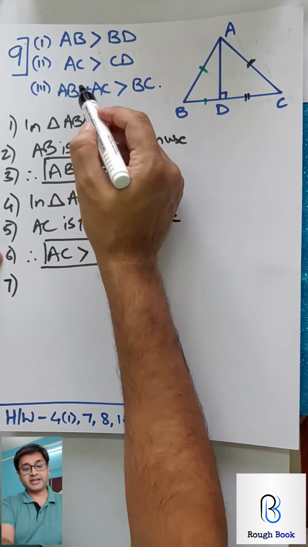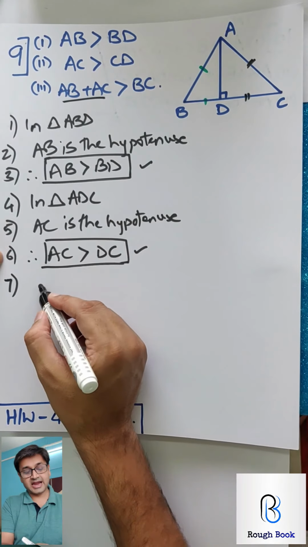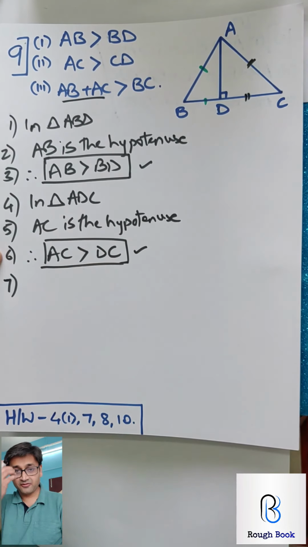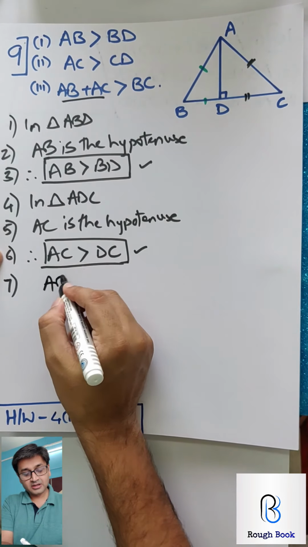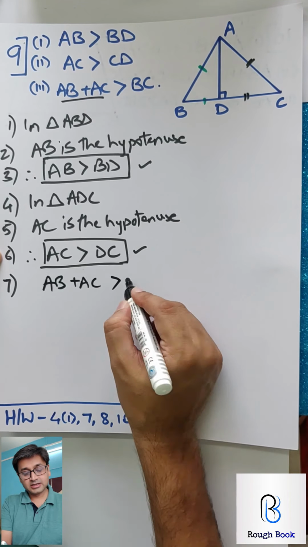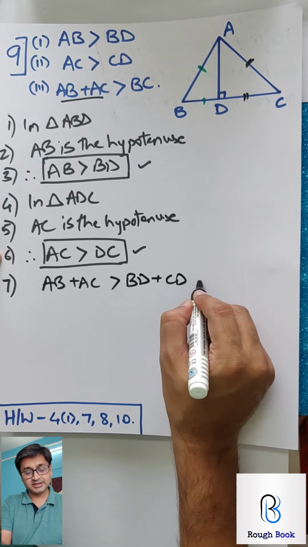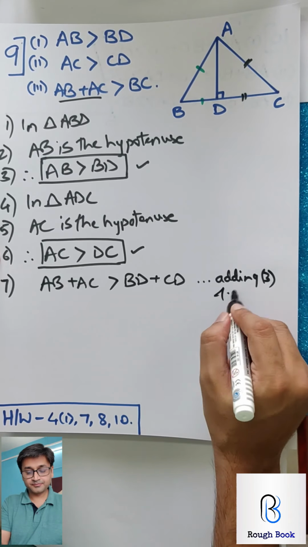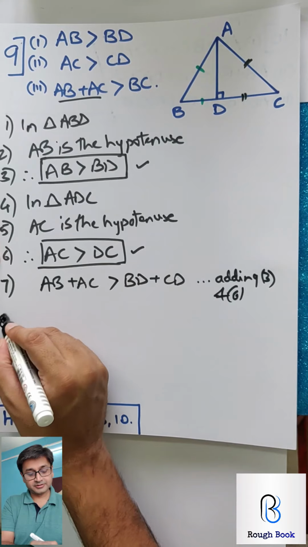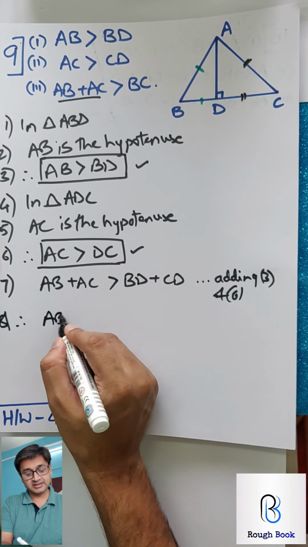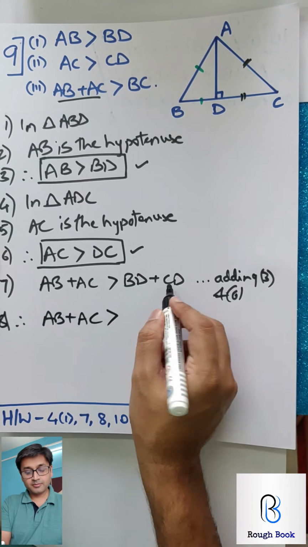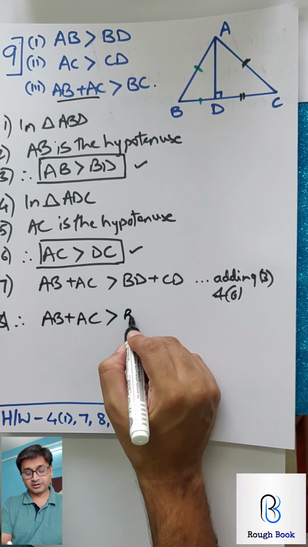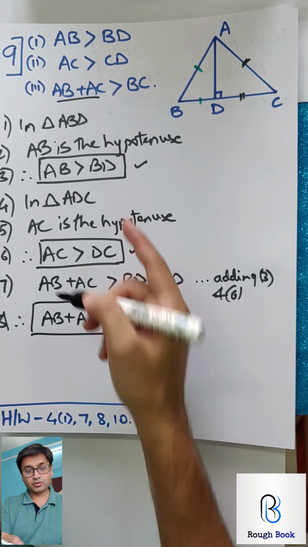So AB and AC is what you had to add, so let's add 3 and 6. Come on, now I gave you the hint, at least add now and get it. So AB plus AC greater than BD plus CD, adding 3 and 6. So on adding, what happens? AB plus AC stays as it is, BD plus DC becomes what? BC. That's your target.